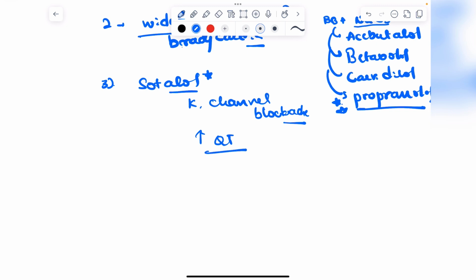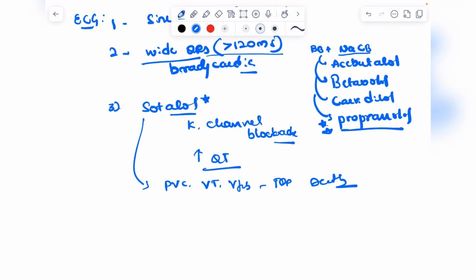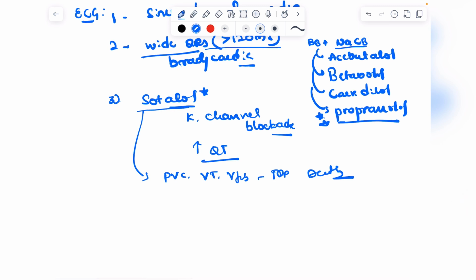So you know what happens when there is prolonged QT, you get toxicities, Torsades de pointes. Sotalol causes premature ventricular complexes, ventricular tachycardia, ventricular fibrillation, torsades de pointes, and death. So this extra or special property of sotalol you have to remember.